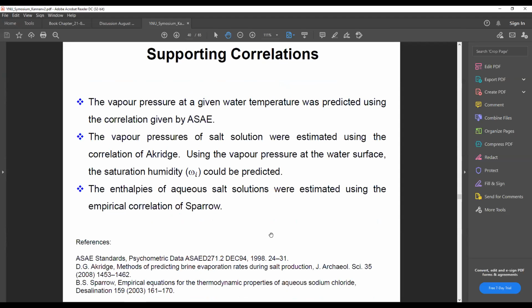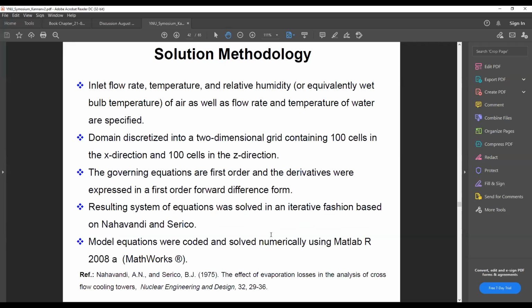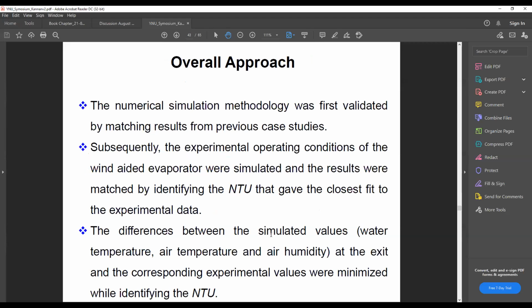And we made sure that the physical properties are calculated accurately. We may be using the best mathematical model, but if the physical properties and the physicochemical properties are not calculated or predicted accurately, the model will not really give good predictions. So I'll just skip the solution methodology here.